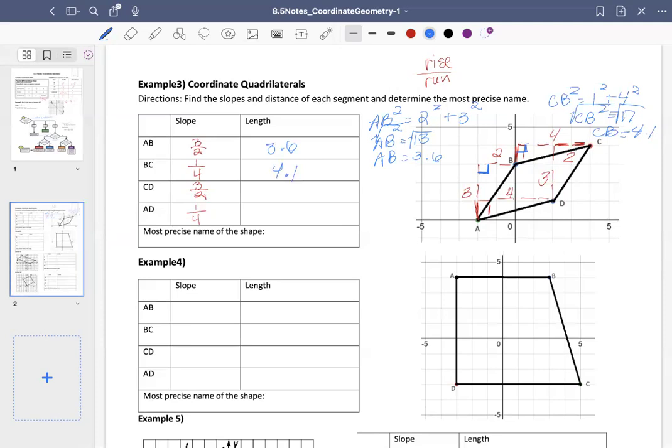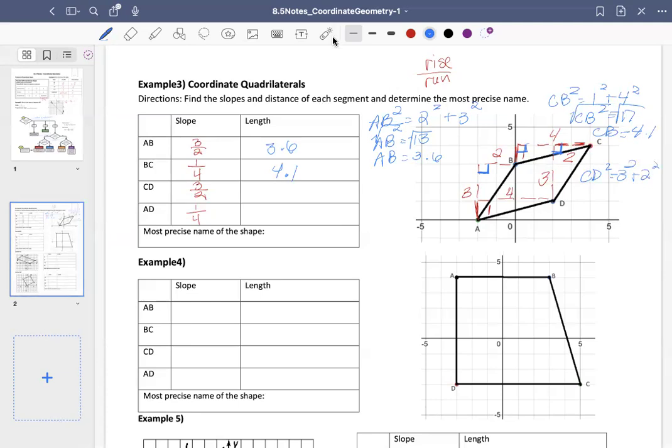Now let's go ahead and look at CD. So CD, you have that right triangle right here. Okay, so we know CD squared is equal to 3 squared plus 2 squared. Okay, so now we just simplify and solve.